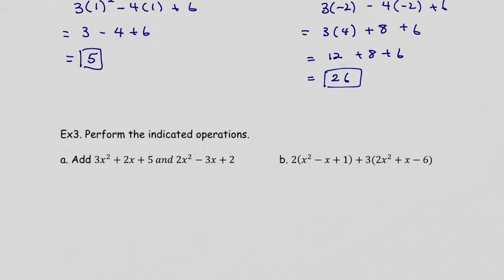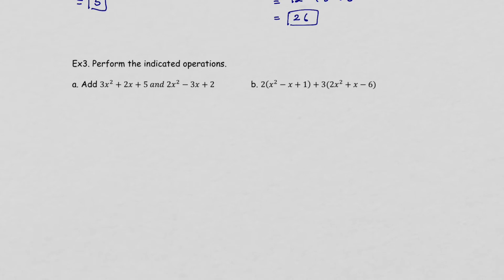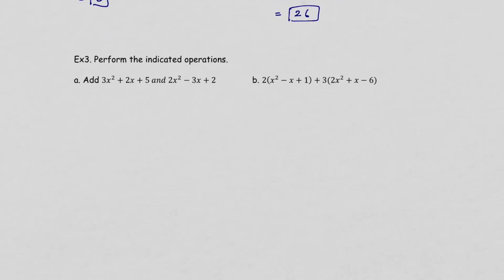For the next example, they're asking you to perform the indicated operations. So we're going to start looking at adding and subtracting. Adding is one of the easier ones because you just need to remember you can add like terms. They say 3x squared plus 2x plus 5 and 2x squared minus 3x minus 2, add them up. The only way you can add these two is to put the like terms together.